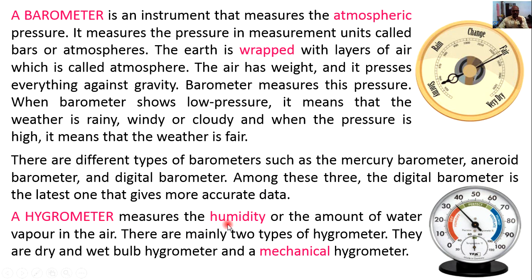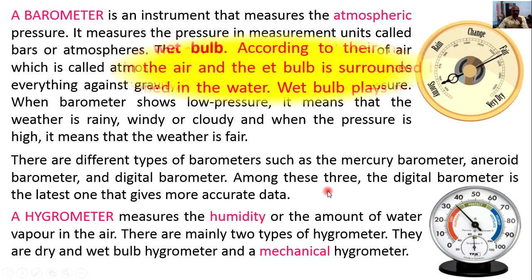Now hygrometer measures the humidity or the amount of water vapor in the air. There are mainly two types of hygrometer. They are dry and wet bulb hygrometer and mechanical hygrometer. What types of hygrometer are there? One is the dry and wet bulb hygrometer and the other is the mechanical hygrometer.